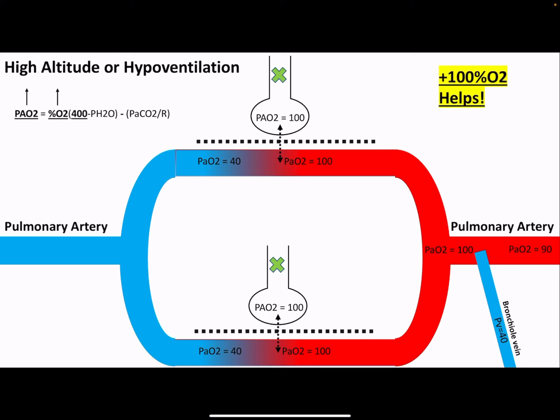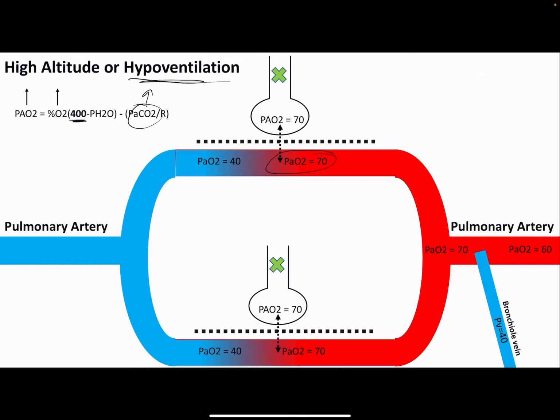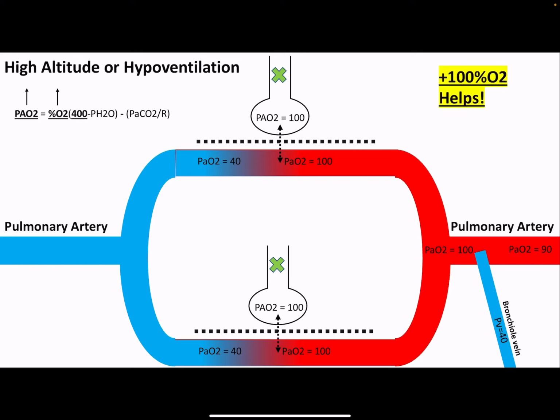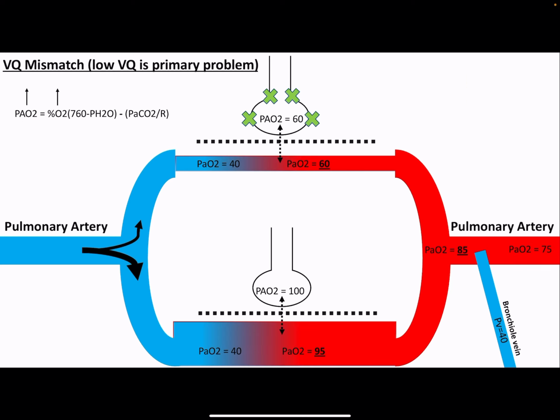How does supplemental oxygen help? It can increase this from 70 to 100 by increasing the FiO2, the fraction. Instead of 21%, maybe it's 100% or 50% or some other higher percent. So great, at the end of the day, now we've increased our value.